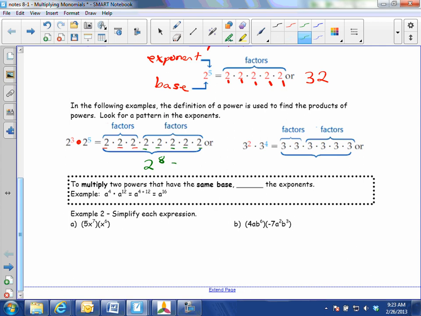So type in your calculator, figure out what is 2 to the 8. 256. Take my word for it, because I don't know. Or if we took 2 to the 3rd times 2 to the 5th on your calculator, you would still come up with 256. So this is just another way of rearranging and rewriting together.